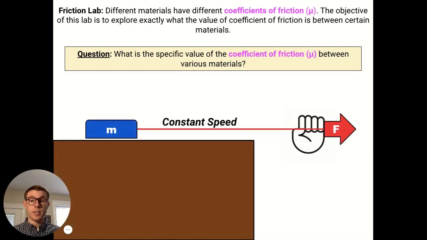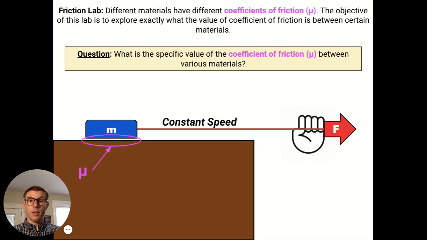So here's our lab setup. We're going to have a block on top of a table with some mass, and we're going to pull on the block to the right with some applied force so that the block moves with constant speed. So in this lab, again, it's just a block on top of a table as opposed to the previous lab where we had a cart with wheels on top of the table. Again, we're going to move it so that it moves at a constant speed. That's really important, and I'm going to talk about why in just a couple of minutes, but it's going to move at a constant speed.